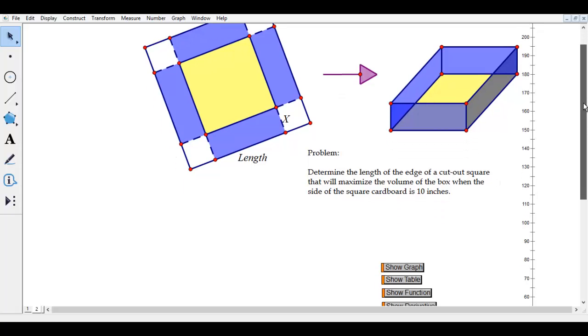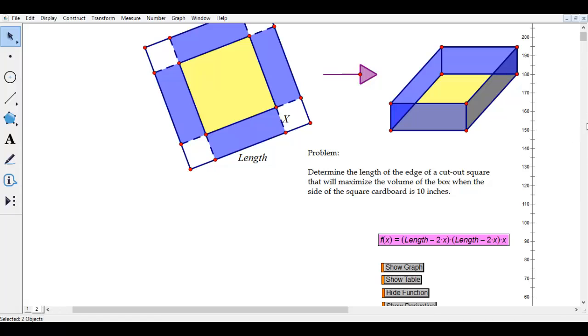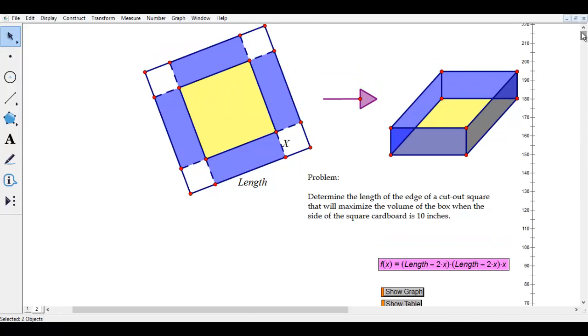So for this particular problem, the very first thing that we have to do is to figure out what our function is going to be. This might be the hardest thing for students to do, but given the picture and given our knowledge of volume for 3D objects like this, we multiply the length, the width, and the height to find the volume.